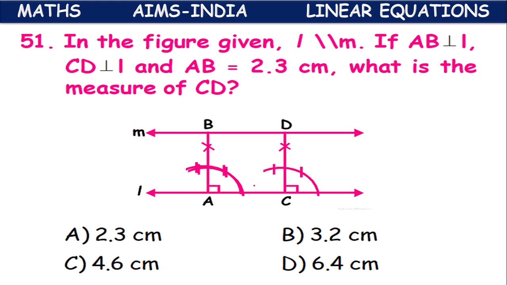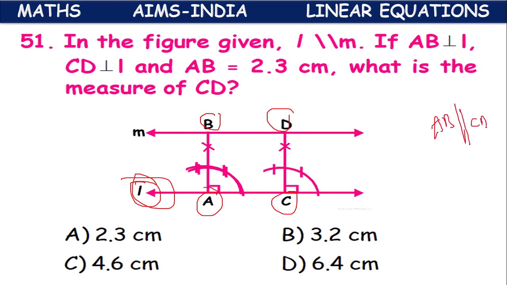In the figure given, AB is perpendicular to L, CD is also perpendicular to L. So then AB will be parallel to CD. So if AB length is 2.3 centimeter, in the same way CD length also will be 2.3 centimeter.